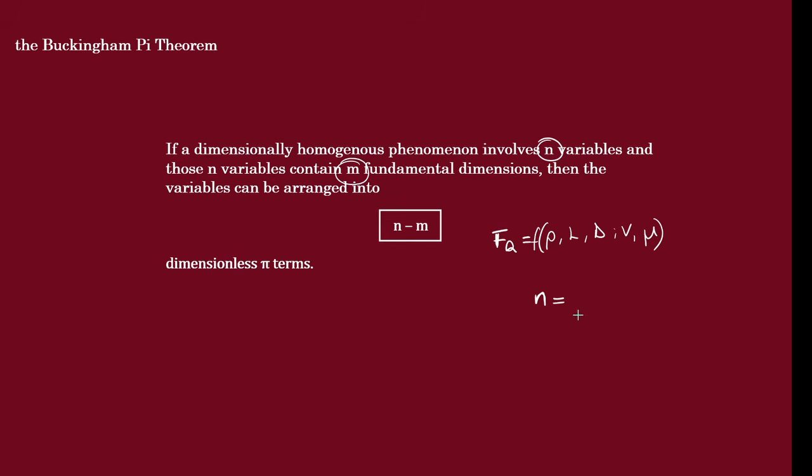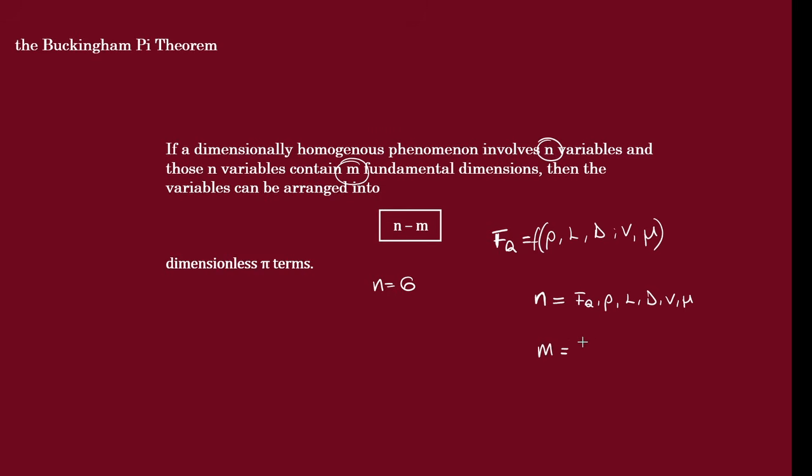So that's going to be 1, f of q, rho, l, d, v, and mu. So that's 1, 2, 3, 4, 5, 6. So we know that n is going to equal 6 for this phenomenon, okay? And these contain m fundamental dimensions.